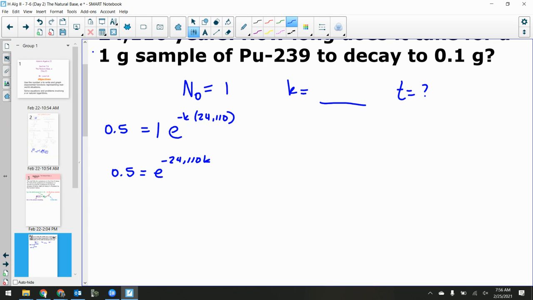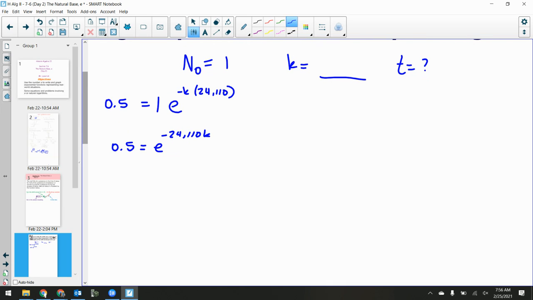All right, I've got a variable up in an exponent. How do I solve for that? How do I get a variable out of the exponent? I take a logarithm, right? If you're trying to solve for a variable up in an exponent, you take a logarithm. So I say log base e, or what can we say instead of log base e? ln. ln of 0.5 is equal to negative 24,110k.